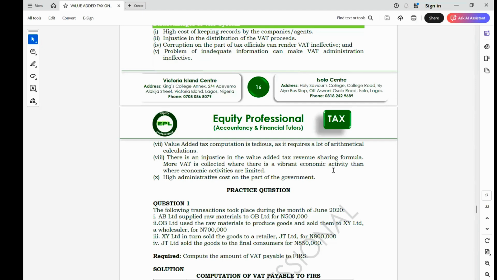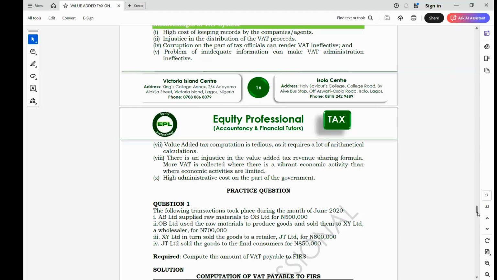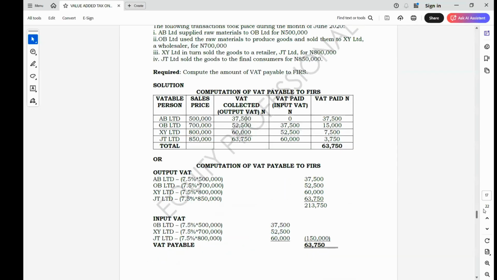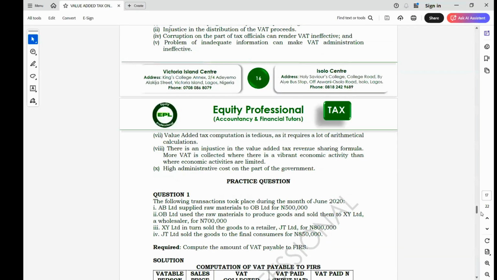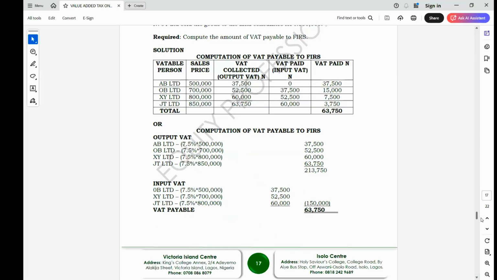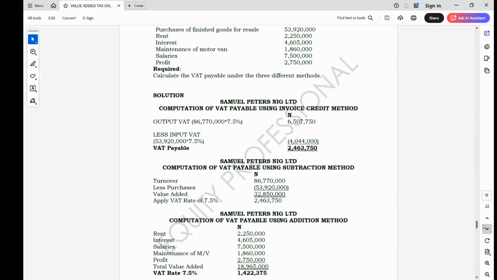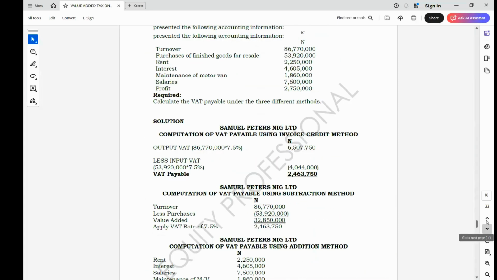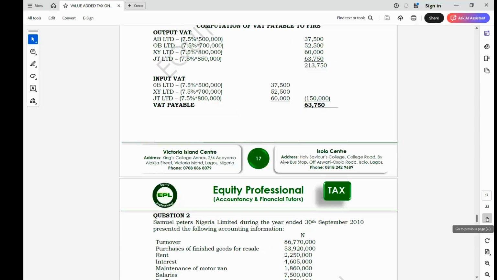So those are the requirements that we are expected to know as far as value added tax is concerned. So any question? Any question? So in the absence of questions, we are going to go to the computation part, which is the computation aspect of calculating value added tax.